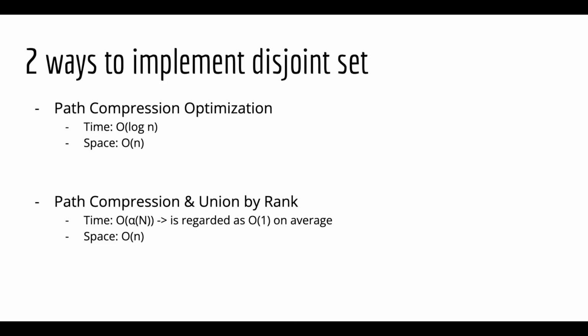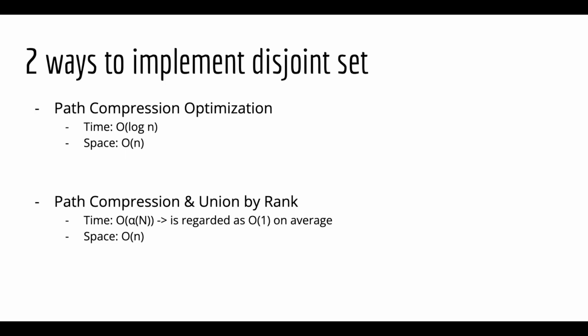I'm going to go over 2 ways to implement disjoint set in code, and I'll be using Python3. So the difference between these 2 ways are in the time complexity. The first one is path compression optimization. With that way, it will be O(log n) time and O(n) space. And with the second way, with path compression and union by rank, it will be O(amortized n) time, which is regarded as constant time, O(1), and space is also O(n).